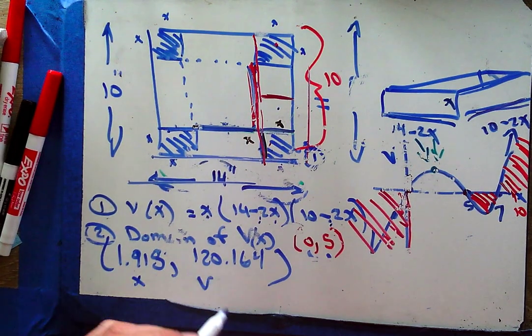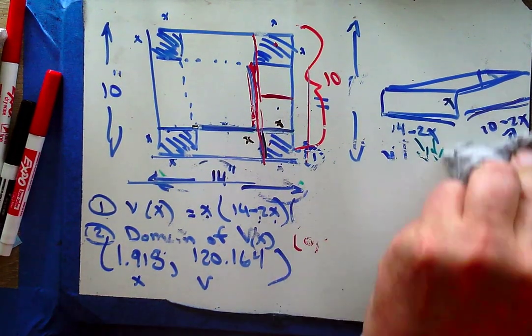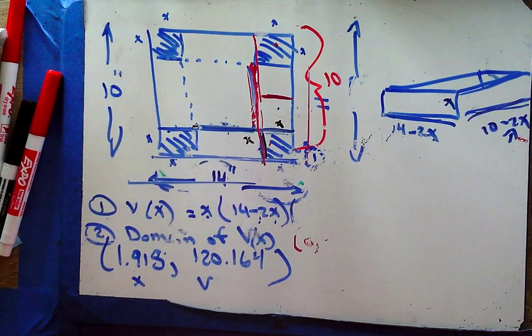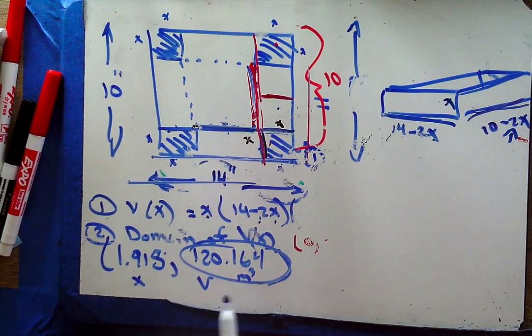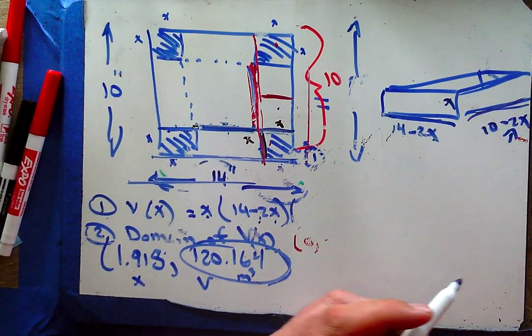This is x and volume. We're looking for the dimensions of the box that makes the biggest volume. We know that biggest volume, in inches cubed, is that number. But what about the dimensions of the box?